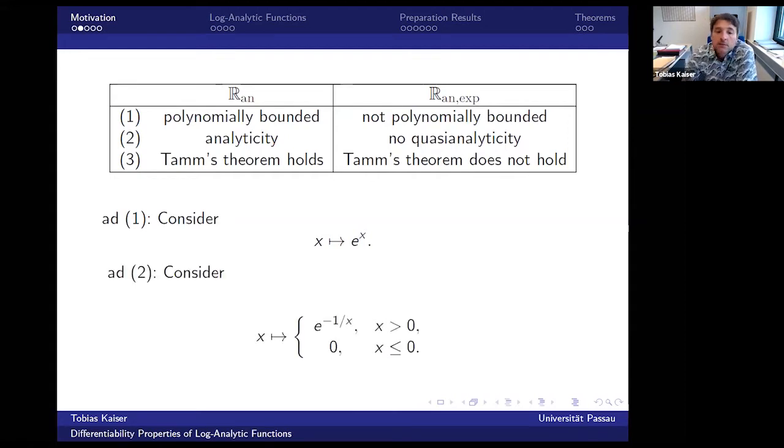Second instance, this is the standard example we know from calculus. This function is definable in R_an,exp. It's a C infinity function, but it is not analytic. So it's a flat function. So in the origin, the Taylor series vanishes, but the function is not the zero function. So we do not have quasi-analyticity.